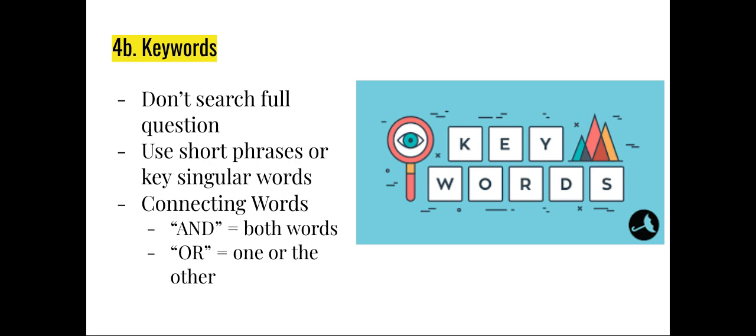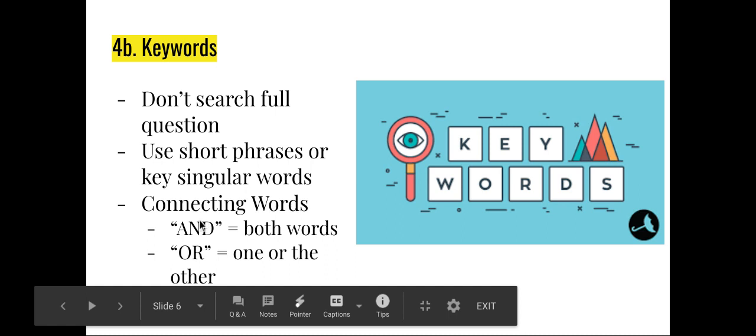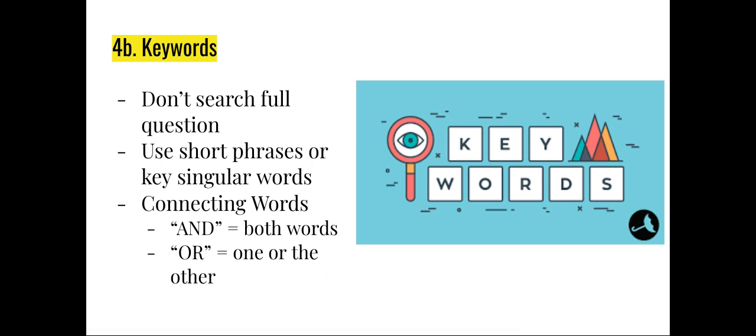These are short phrases or key singular words. For example, if I'm researching solar panels, that is something that 100% has to be in these articles because that's what I'm researching. So I would put quotations around the phrase solar panels as one of my keywords. And let's say I want to know the cost. So then I would use a connecting word such as AND. So I'd put quotation marks around solar panels and then capital AND cost. That way, the computer is looking up all articles that contain both the phrase solar panels and the word cost.